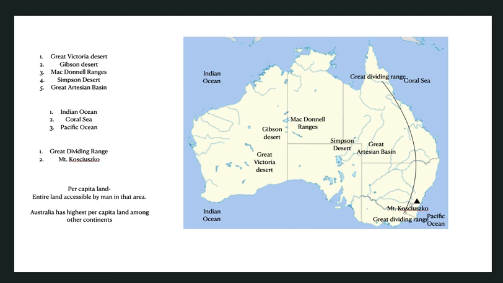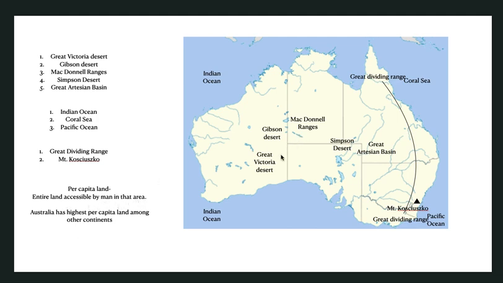So I had given you a homework in the previous class, that is per capita land. What actually is per capita land? If you have done the homework, it's well and good. And if you didn't have time, I have written a short note about the per capita land here. It's the entire land accessible by man in that area.